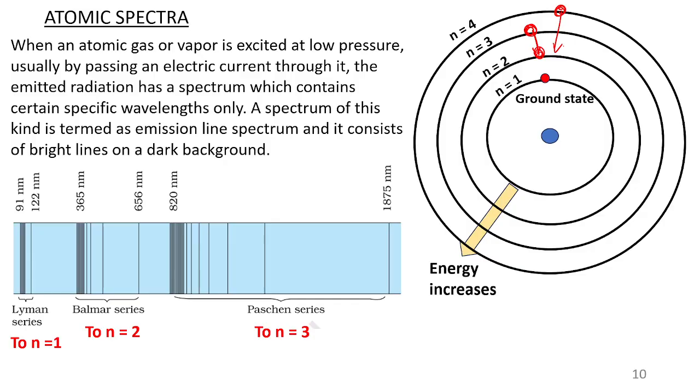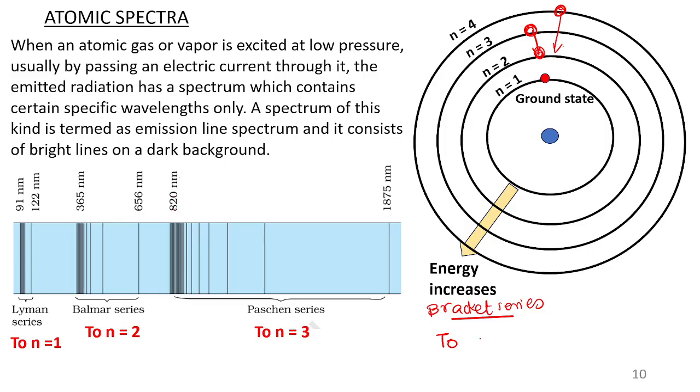And there is another series which is not given in NCERT, but the NEET exam may ask. So let me write here: Brackett series. The wavelength number is not required, 820 nanometer, that is not required. There is another pattern, Brackett series.